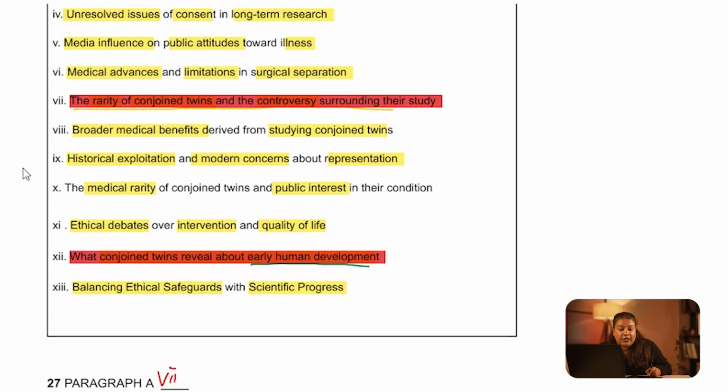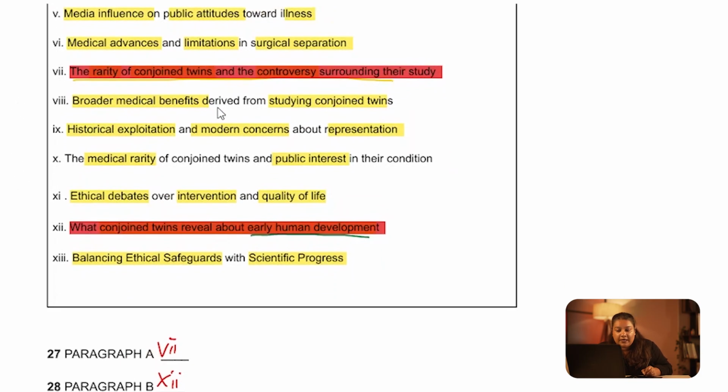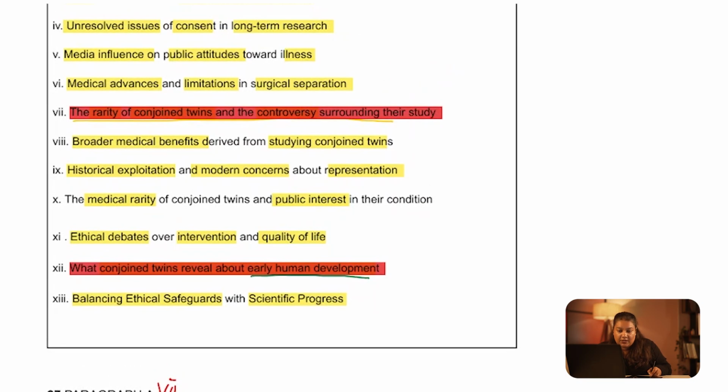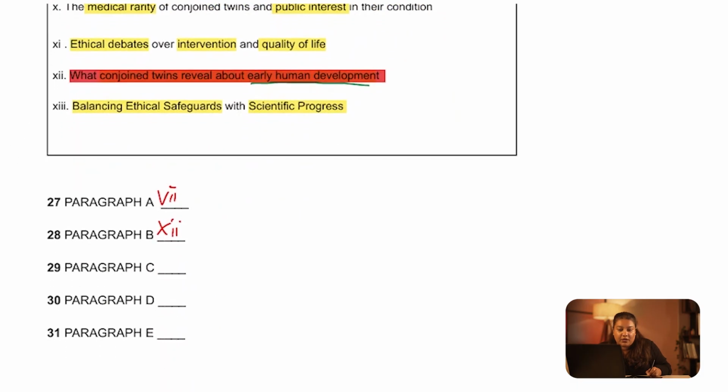But let's also eliminate other possible options. Broader medical benefits, not really. Historical exploitation, no. Medical rarity, no. Ethical debates, no. We don't have anything talking about ethical safeguards with scientific progress as well. So I will stick to option number 6. Let's strike this out. We cannot be using it for any other paragraph. So medical advances and limitations in surgical separation. Answer to paragraph C will be option number 6.